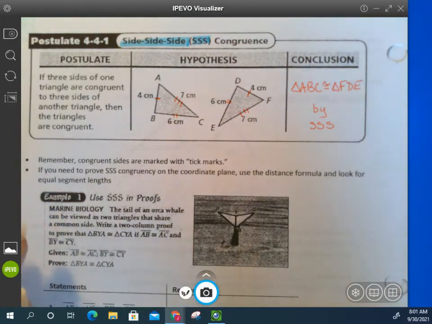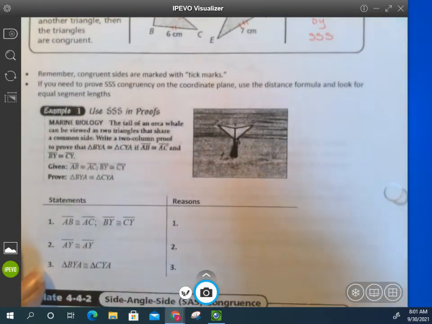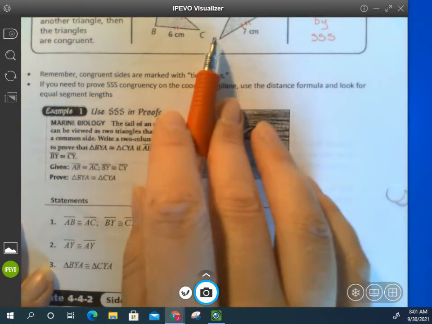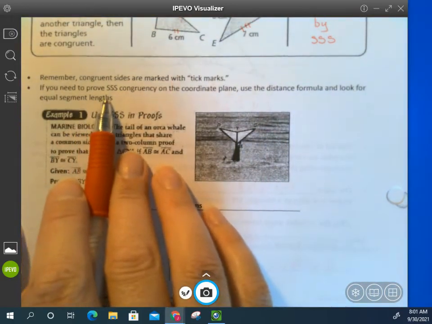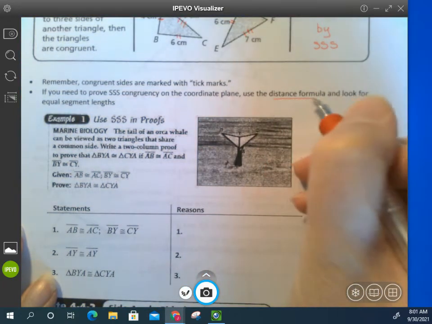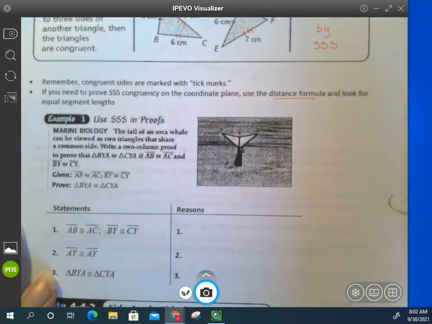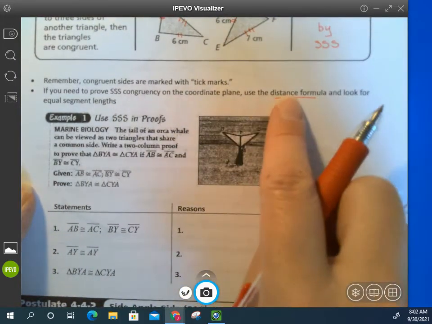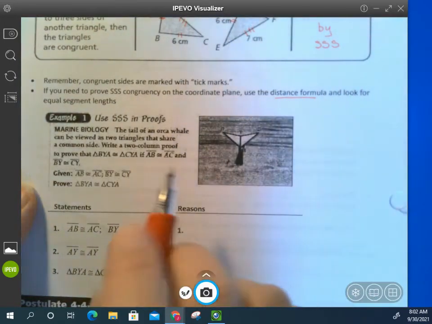Okay, we're not going to get heavy into proof since this isn't a full year geometry course, but we are going to do some together to practice them and to show you what they are. Congruent sides are marked with tick marks, just like we did. If you need to prove side, side, side congruency on the coordinate plane, we would use the distance formula, which we did the other day. We're not having to do that today, but if we don't know what the sides are, we can always find them using the coordinate points. So we're going to do a proof here.